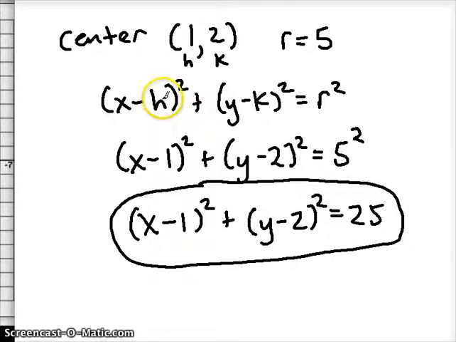So good luck writing equations of circles in standard form. In the next video we're going to talk about the general form of a circle.